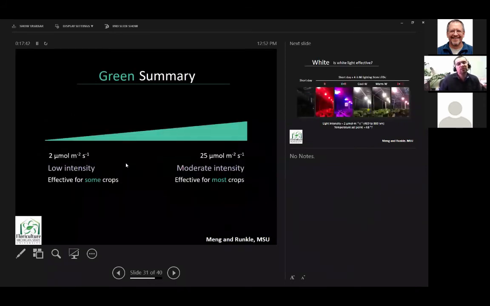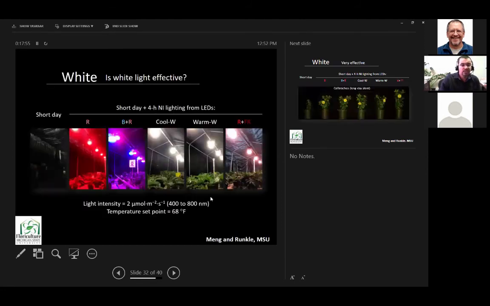So what are the conclusions with green light? Under low intensity, for example, 2 micromoles, it's effective on some crops, but not all. 25 micromoles, which is more of a moderate intensity, is effective for most crops. And now let's move on and talk about white light.